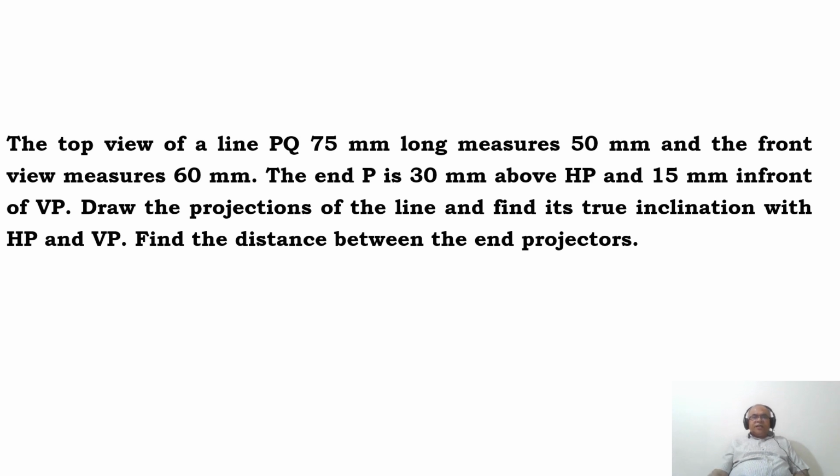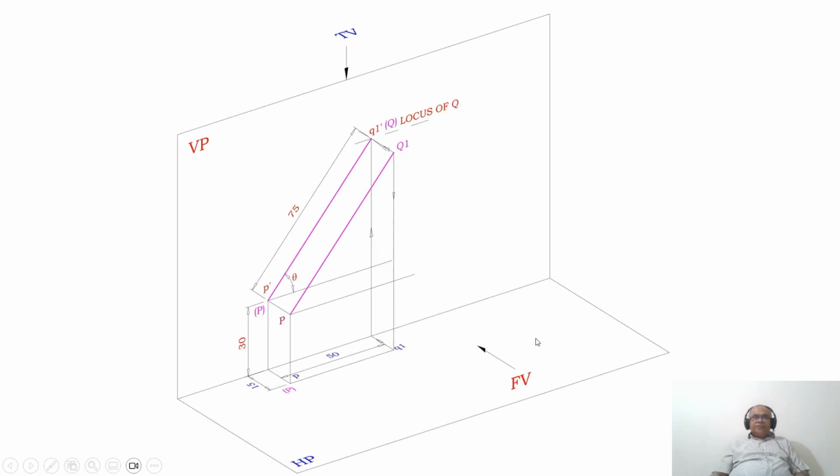So, how to proceed with this type of problem? It is like this. When the top view line is parallel to XY, correspondingly, in the front view, you are going to get the true length. This is the true length line. When the top view line is parallel to XY, that top view is pq1. Do you know the top view length? Yes. What is the top view length? The top view length is 50 mm.